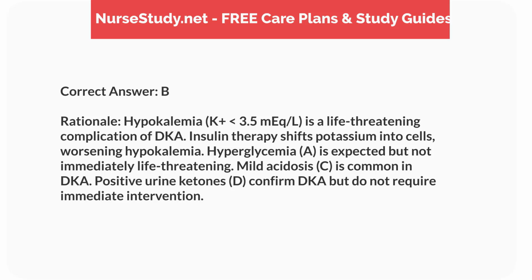Rationale: hypokalemia, potassium less than 3.5 milliequivalent per liter, is a life-threatening complication of DKA. Insulin therapy shifts potassium into cells, worsening hypokalemia. Hyperglycemia, A, is expected but not immediately life-threatening. Mild acidosis, C, is common in DKA. Positive urine ketones, D, confirm DKA but do not require immediate intervention.